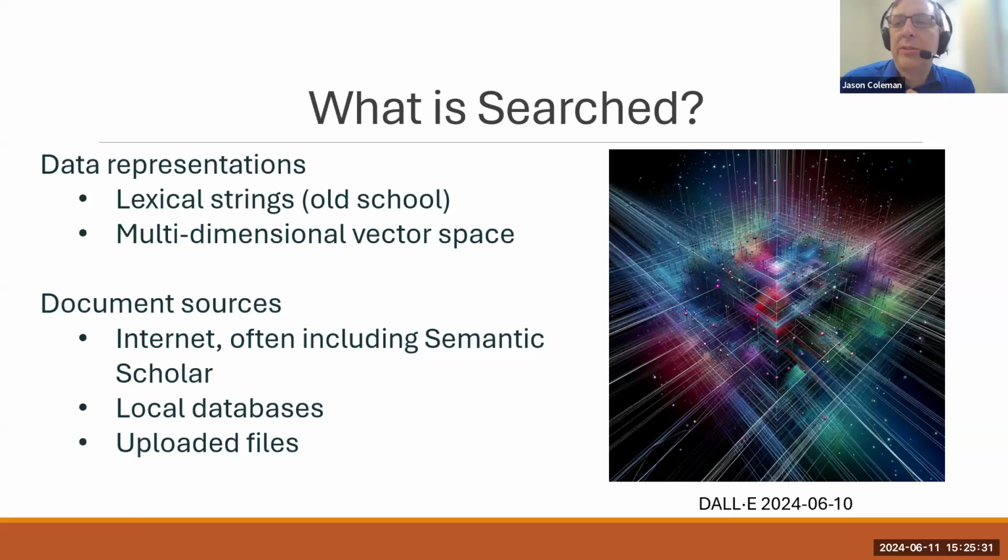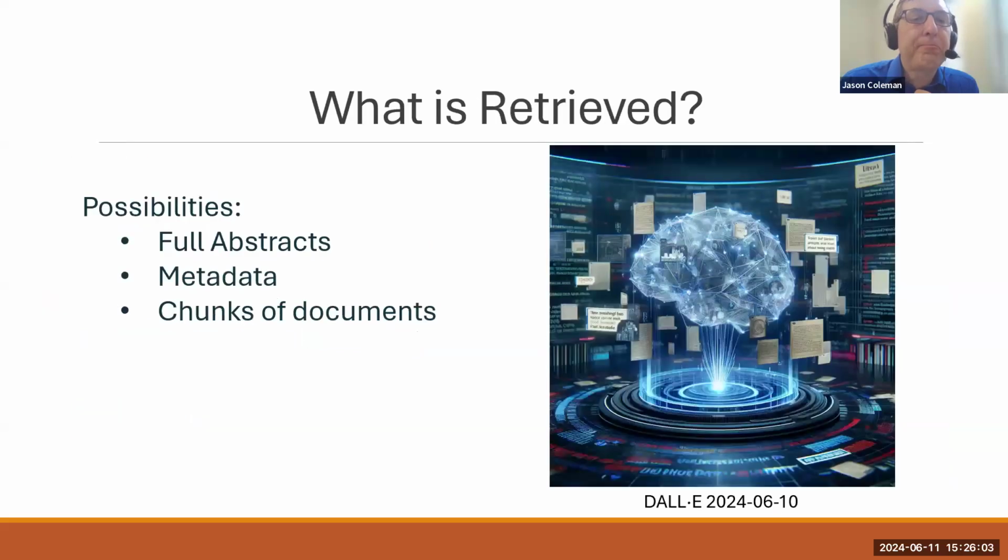The types of things that are being searched vary a lot from system to system. Many of them have access to the internet. Many of them have access to Semantic Scholar's corpus of information, as well as OpenAlex and other repositories of open data about articles. Local databases in some cases, and many of these tools will let you upload documents, and then you can ask questions about those and ask it to use those documents to help inform the answers.